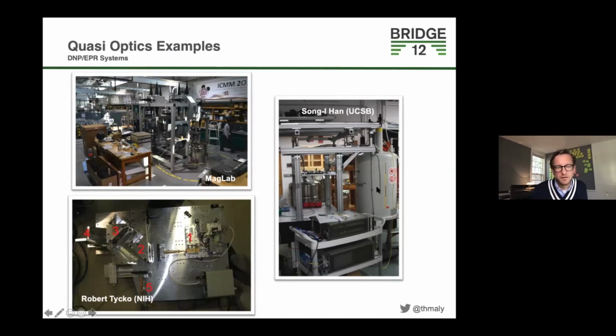This is the magnet. This is the system that Rob Tycko uses, with a low power solid state source. And so you irradiate here. I believe this is the Faraday rotator. Here's a mirror that shoots the beam up into the magnet, and whatever is reflected comes back and is then detected here. So these are systems. This is a pure EPR system. This is EPR DNP, and this is a DNP EPR system, I would probably call it.